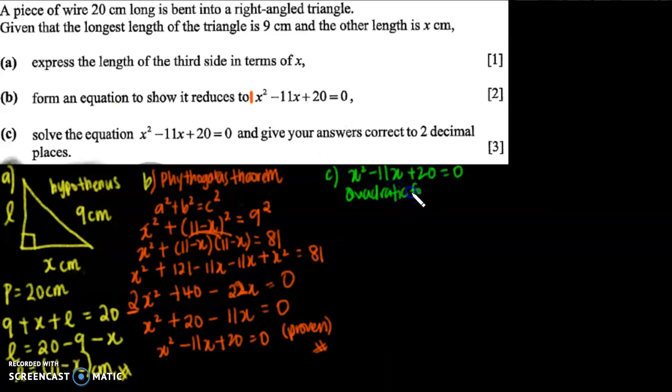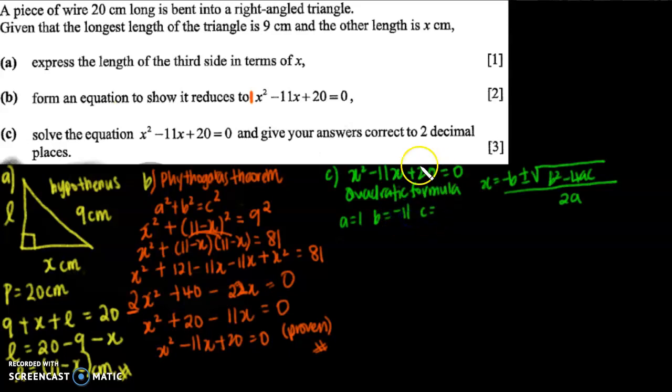Do you still remember what the quadratic formula is? The quadratic formula is x equals minus b plus or minus the square root of b squared minus 4ac, over 2a. So what are all these a, b, c? These a, b, c values, you can take from your quadratic equation. The coefficient of x squared is a equals 1, positive 1. The coefficient of x is b, minus 11. And the constant c is positive 20.